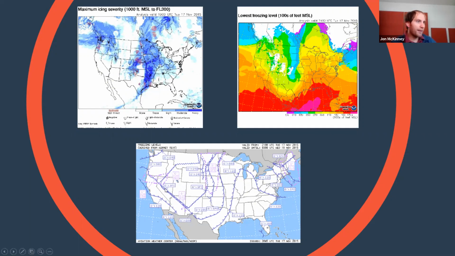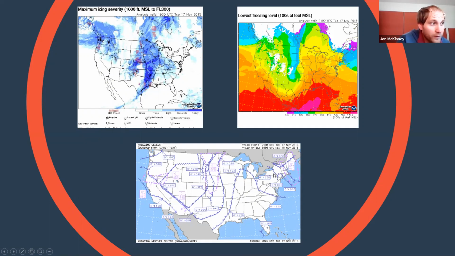Down here in the bottom, this is an older style chart, same idea. They're showing you freezing level information. So in this style, it's showing you 0 degrees Celsius, which is freezing level, to roughly be about 12,000 feet in this area. So in this line, there's about 12,000 foot. That's where your freezing level would be.